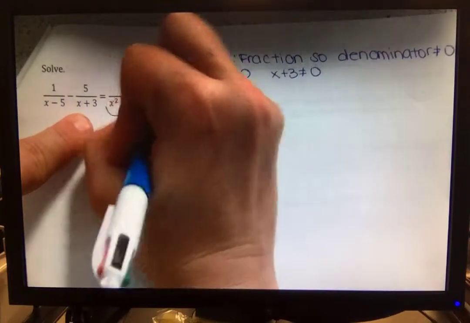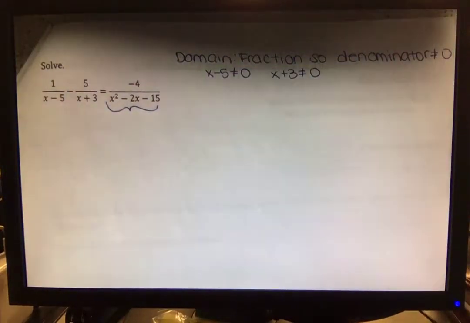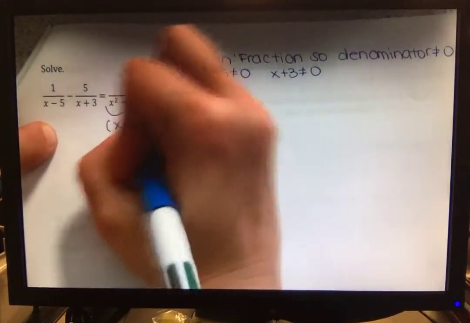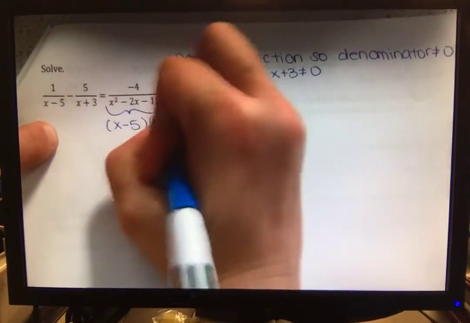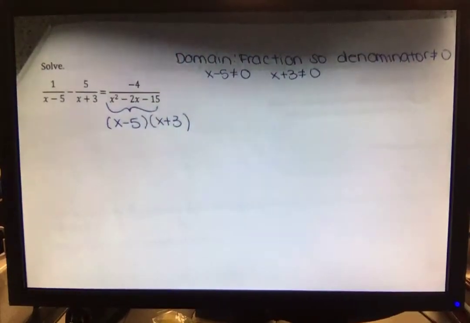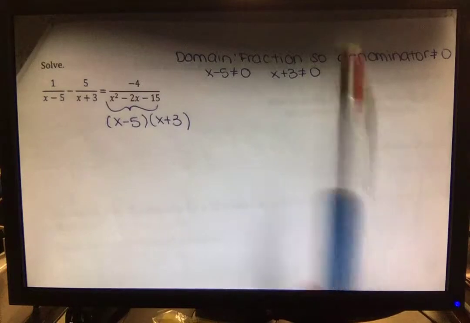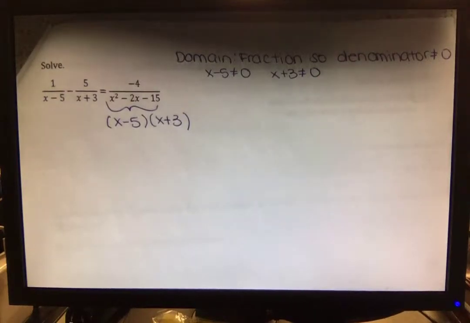Then we have x squared minus 2x minus 15. We need to factor this. There's not a GCF. We're looking for two numbers that multiply together to give us negative 15 and add together to give us negative 2. 3 and negative 5. So, how coincidental. We get x minus 5 times x plus 3 whenever we factor it. We already have x minus 5 can't be 0, and x plus 3 can't be 0. So we're good to go.